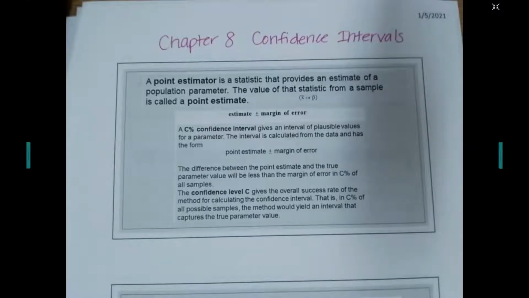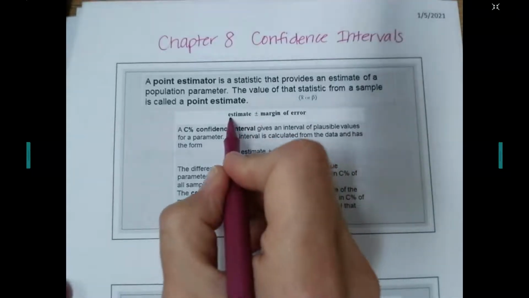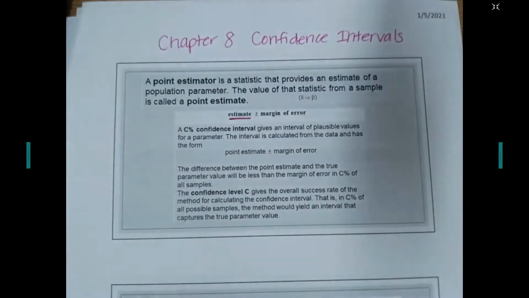So the value of that statistic, that X-bar or that p-hat, is also called a point estimate. Okay, so point estimator or point estimate. So the point estimator is X-bar, p-hat. The specific number that you get is called the point estimate. Now, when you are creating a confidence interval, that point estimate is your beginning point. I start with that point estimate.